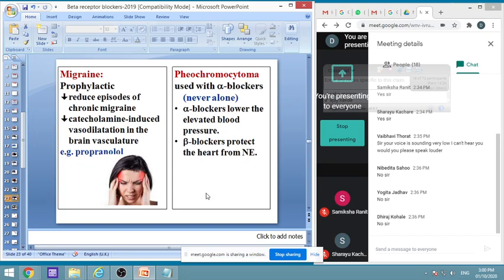In migraine, they are useful. They are used as prophylactic. There are many drugs in migraine, and they can reduce episodes of chronic migraine. They decrease the catecholamine-induced vasodilation in the brain vasculature. An example of this again is propranolol. In pheochromocytoma, it is used with an alpha blocker, or there should be drugs having both alpha and beta blocking capacities. So both types of drugs are to be given: alpha blocker to lower the blood pressure, and beta blockers to protect the heart. This kind of effect we need.